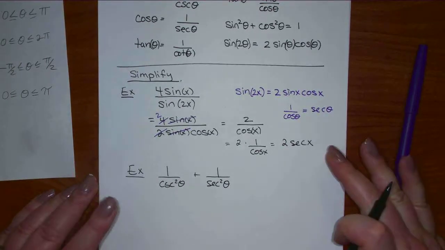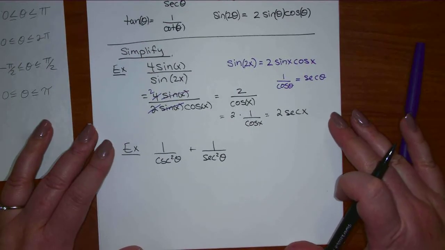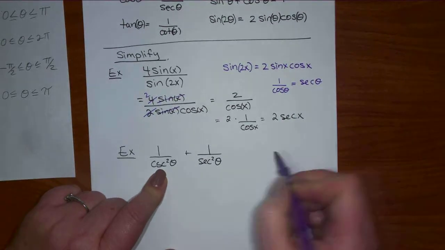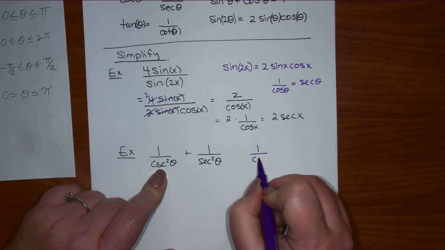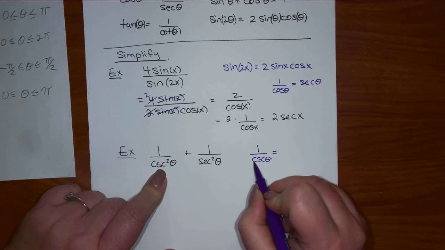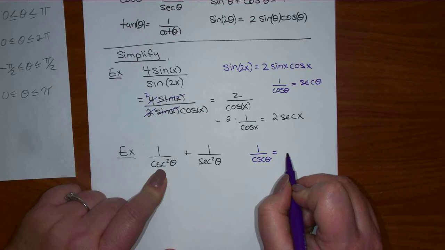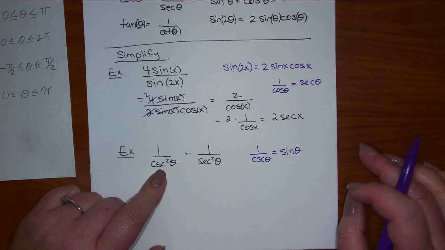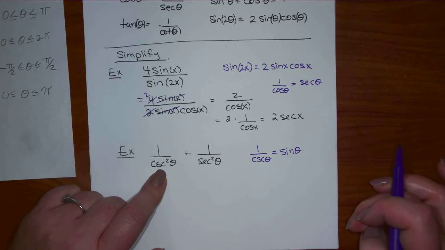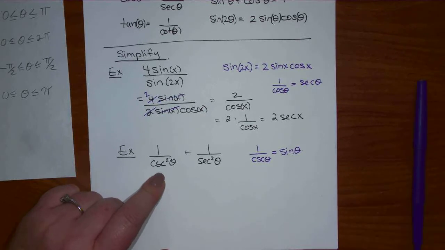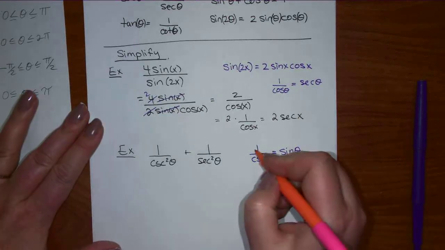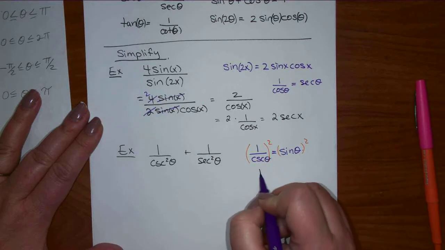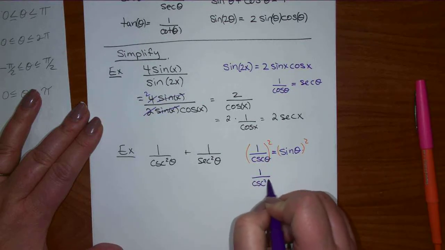So what do you think here? You've got the identities written down. What's 1 over secant? Or cosecant. Remember, it's the opposite letter. So, sine. What would be 1 over secant squared? If you square a fraction, what happens? You square the top, 1 squared is 1, and square the bottom, cosecant squared.